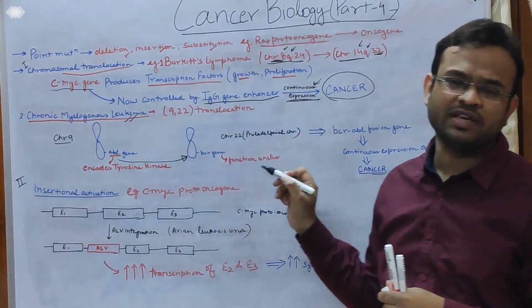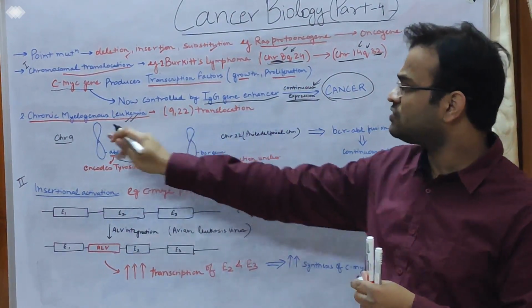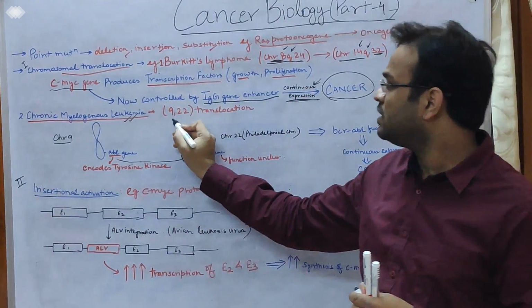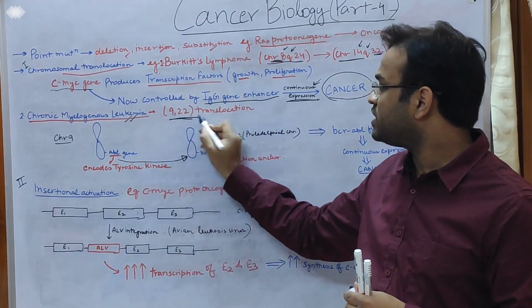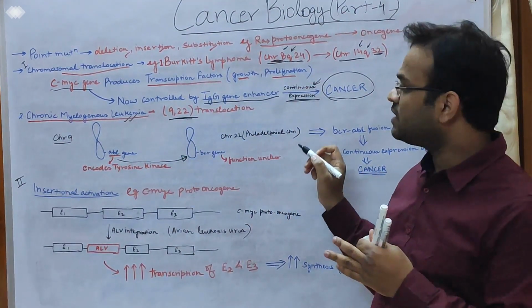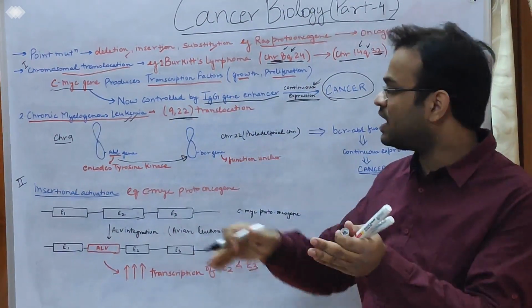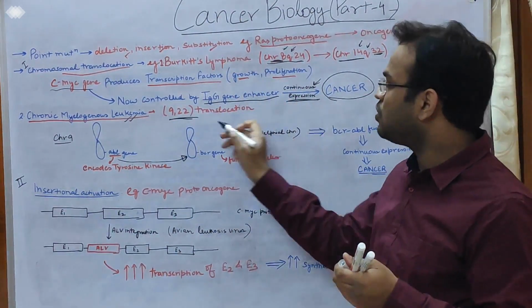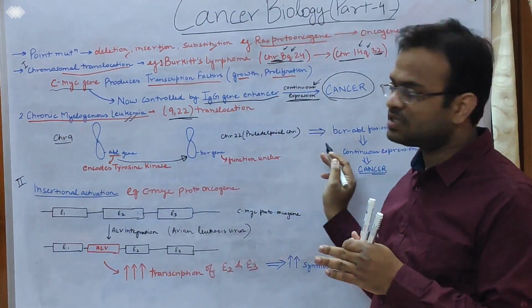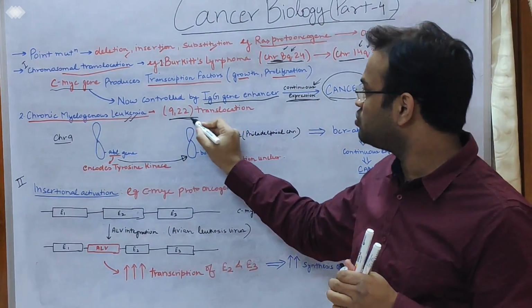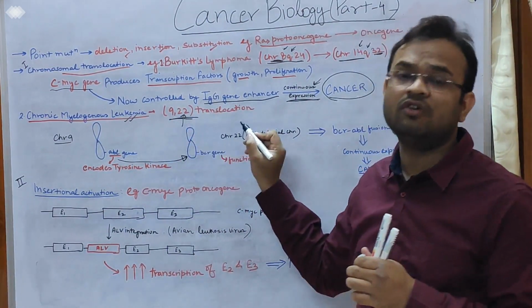This is also a very important example. In case of chronic myelogenous leukemia, just like the previous example, a 9 to 22 translocation takes place. This means that genes present on chromosome number 9 are translocated to chromosome number 22. This is an important example because chromosome number 22 is involved over here.